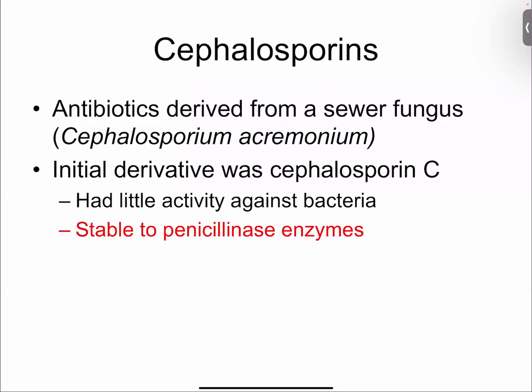Where did the cephalosporins come from? How were they identified? Much in the same regard as previously discussed for penicillins. There was a sewer fungus, a Cephalosporium acremonium. Somebody decided to pull it out and then grow it and then isolate some metabolites from it and see what happens. And lo and behold, cephalosporin C was the first cephalosporin that was identified that had activity growing from this particular mold.